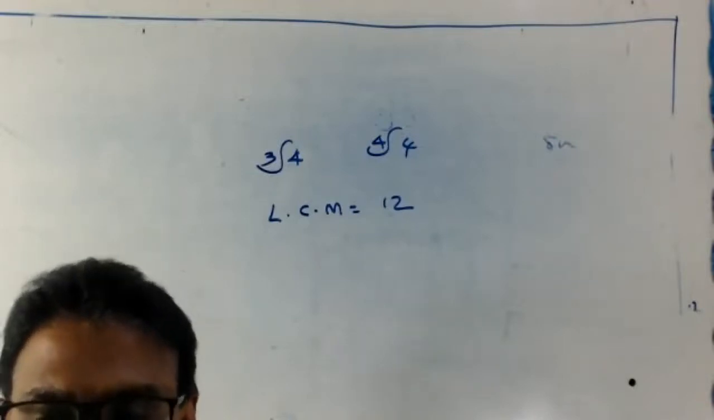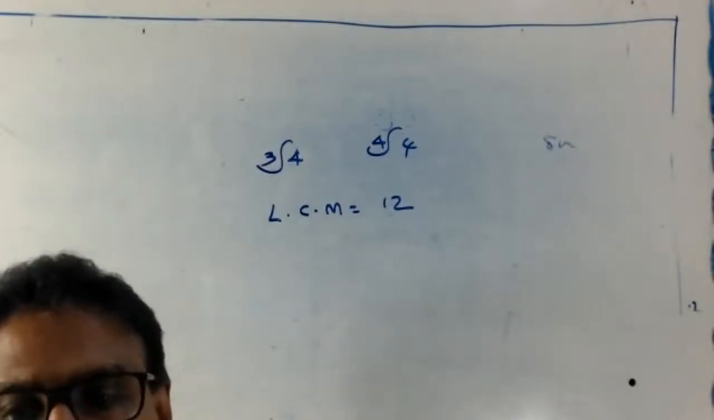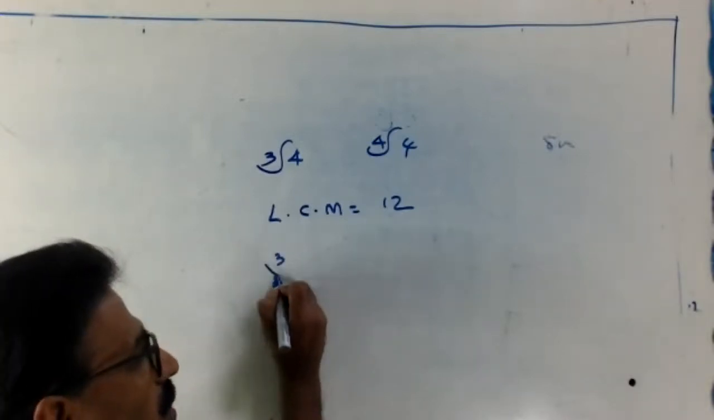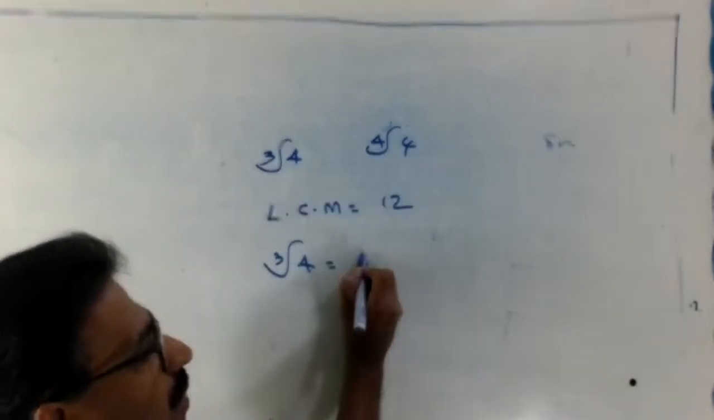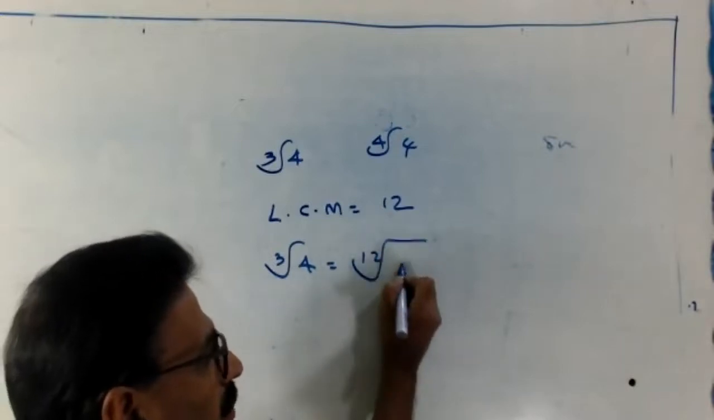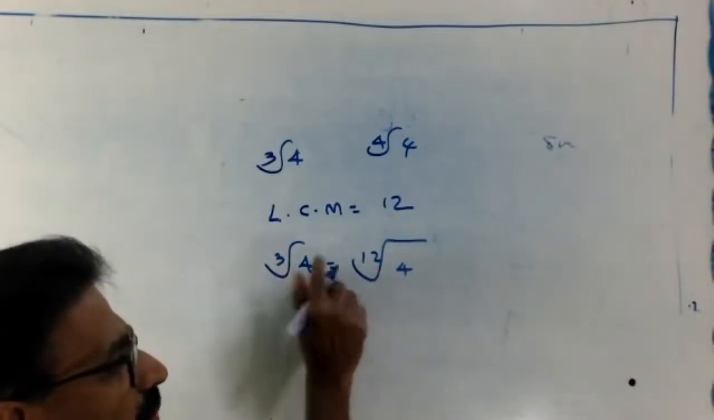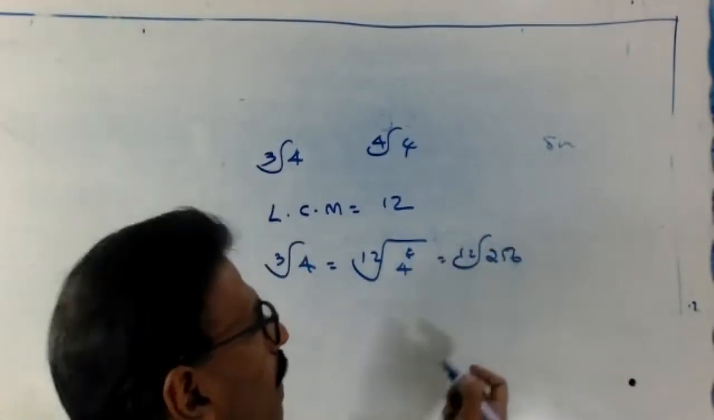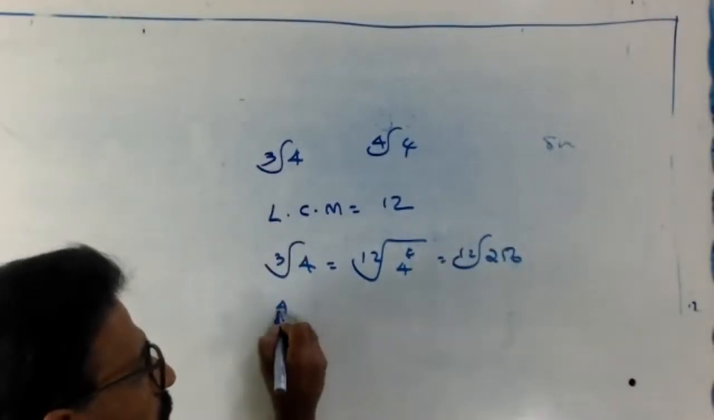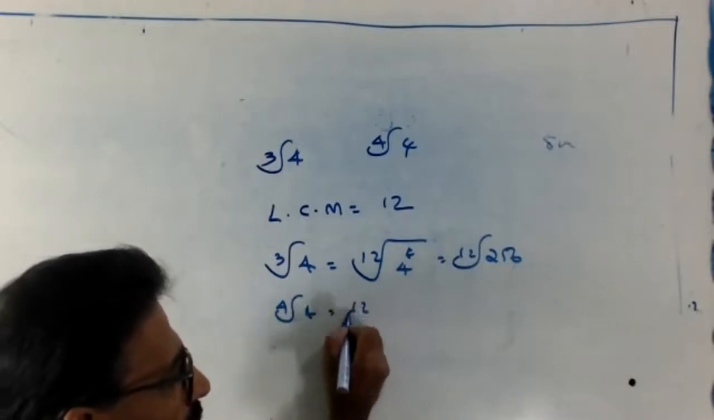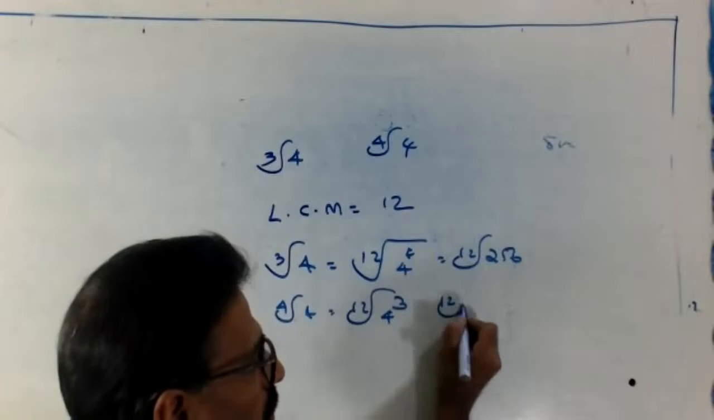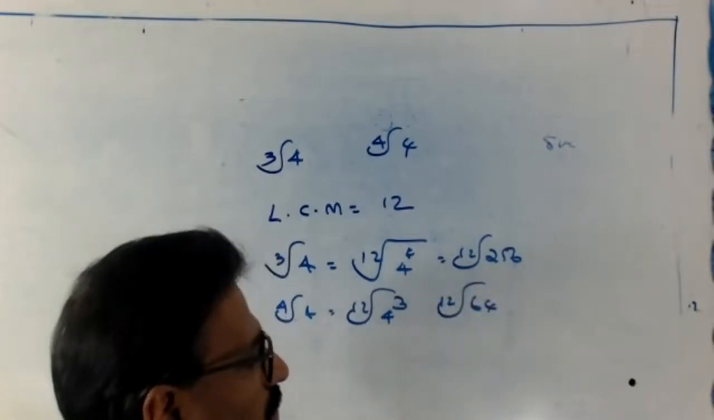No, don't answer now. I'll explain. After that, you will get the chance. Don't write. Now, cube root of 4 equals, you write 12 here, 4 here. 12 divided by 3 is 4. Again, 12th root of 256. Then 4th root of 4 equals 12, 4 here, 3 here. That is 12th root of 64.